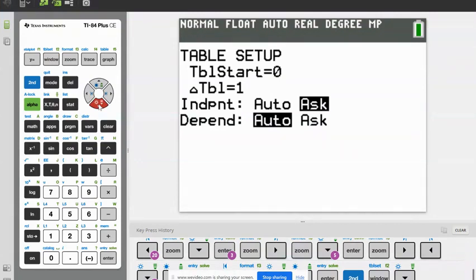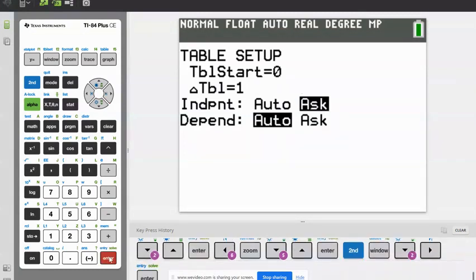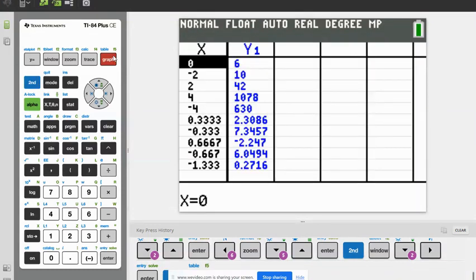TBL should be 1. And then do you see where it says independent? Yours is probably black on auto. You want to move it so it's blinking black on ask. Press enter. Now what we want to do is go to the table. So we press second, graph or table, and look what it does. It brings us to a table of X and Y's.